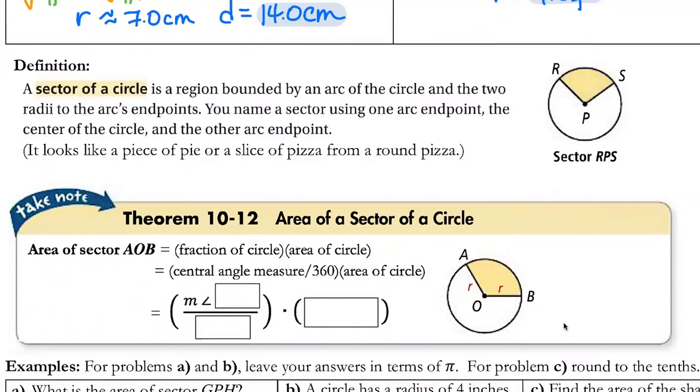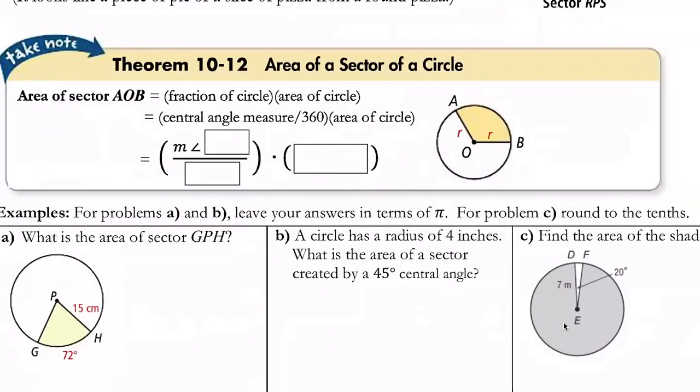A region bounded by an arc of the circle and two radii to the arc's endpoints. Okay, radius, radius, arc. Now, if we want to find the area of that sector, let's think about a very simple kind of situation.